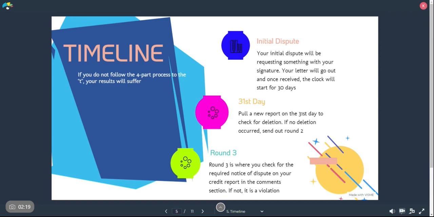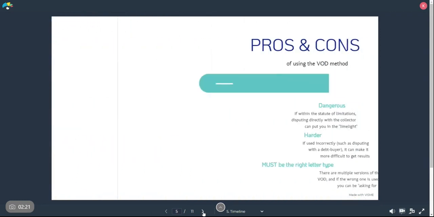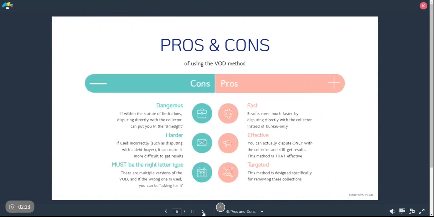Now, there are some pros and cons to this, so let's just look at the cons first, right? So this can be dangerous. If it's within the statute of limitations, disputing directly with the collector can put you in the limelight, all right? And it can make things harder for you. If it's used incorrectly, such as disputing with a debt buyer, it can make it more difficult to get results, all right? So it has to be done the right way, and it must be the right letter type, okay?